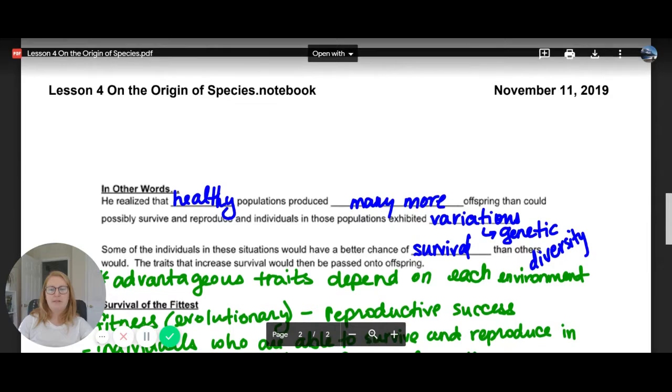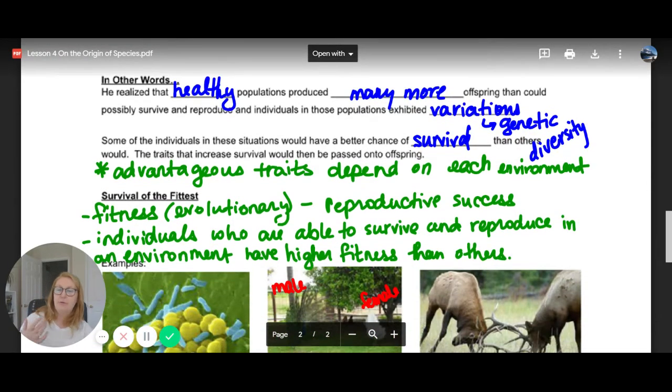So what we move into then is sort of a rephrase of that. And I was mentioning this word of fitness. We're going to go into that with a bit more detail here. But he notices that healthy populations, as I said, produce way more offspring than could possibly survive and reproduce. And we see that they have genetic diversity. They have variations in their physical traits. So some individuals in these situations have a better chance of survival than others, and the traits that increase survival are going to be passed to offspring.